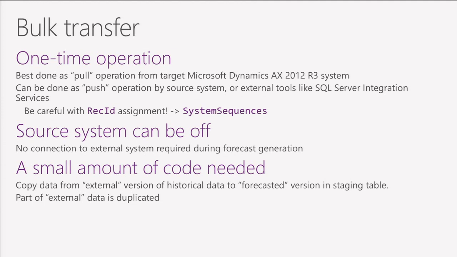The advantage of that is that after you do this bulk transfer, the source system can be turned off. It can be totally decommissioned. You have all your historical data in the 2012 system and this historical staging table. And then you just need a small amount of code to put it into the forecasting process.